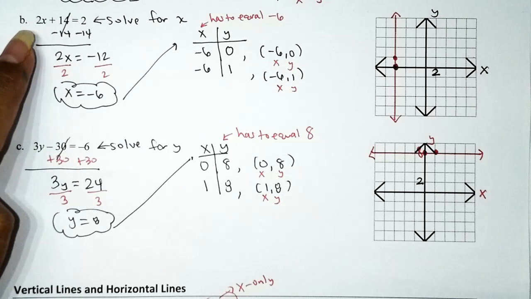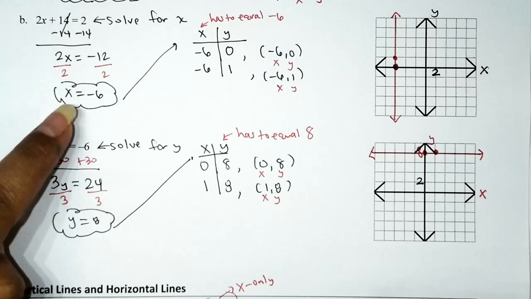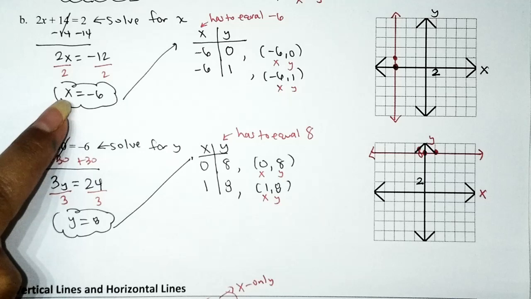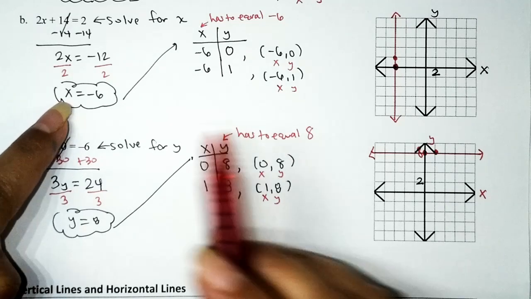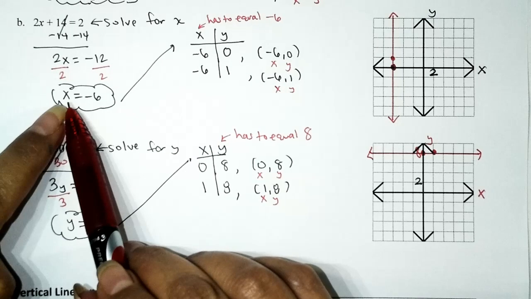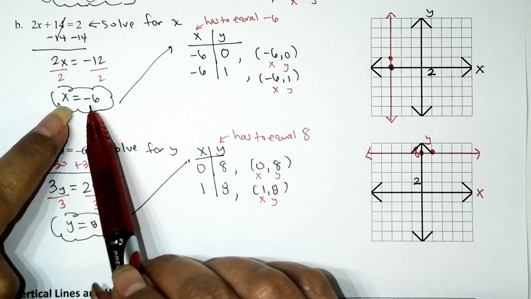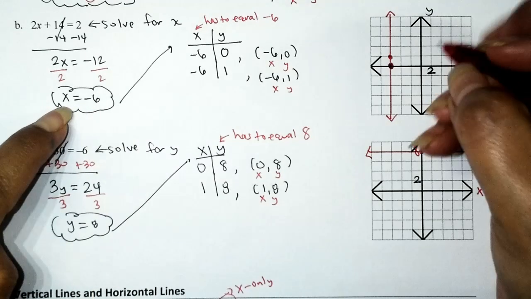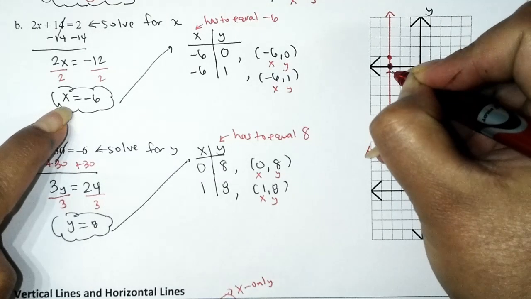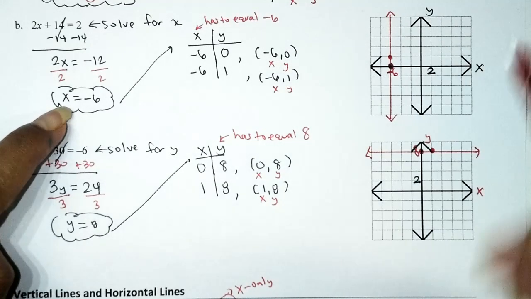Looking at problem B, we have established that we only have the x variable. So I'm thinking, x only, vertical line. When you solve for x, you have x equals -6. So x only, vertical line, and in this case my vertical line has to go through -6 on the x-axis. So this was 2, 4, 6. This was -6, and that's our line right there.